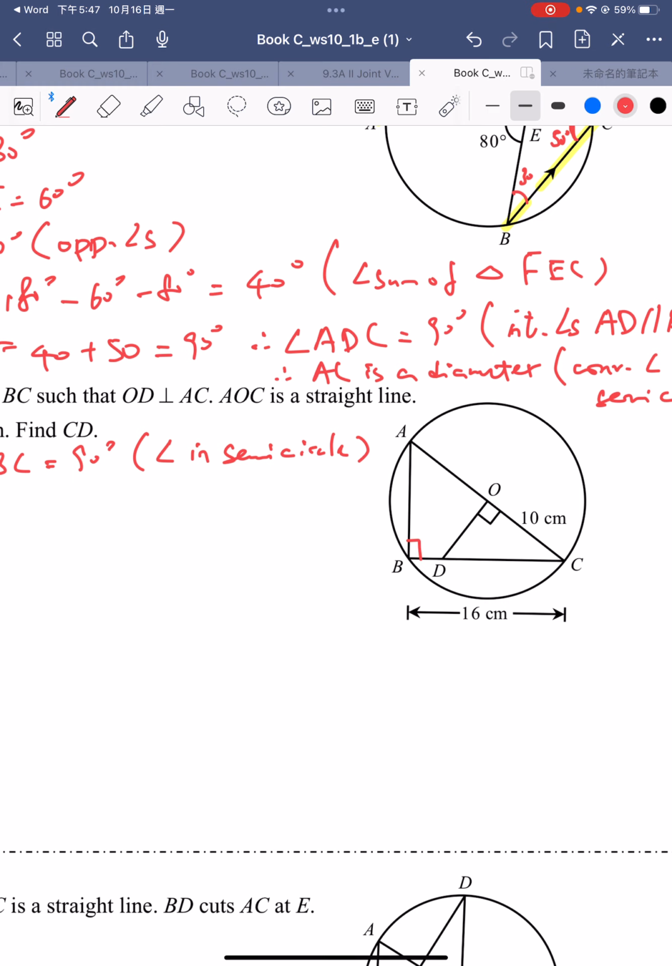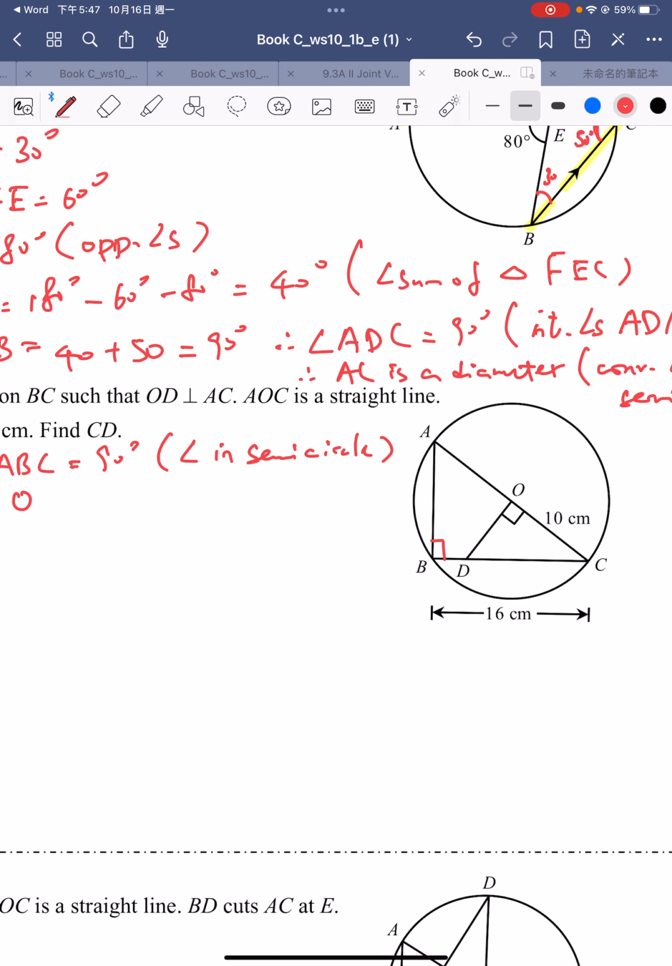As OC is equal to OA, OC is actually equal to OA equal to 10 cm because they are the radius. So the AO is actually equal to 10 cm as well. So now we can say this is a right angle triangle. Then now we can find out what is the theta here.